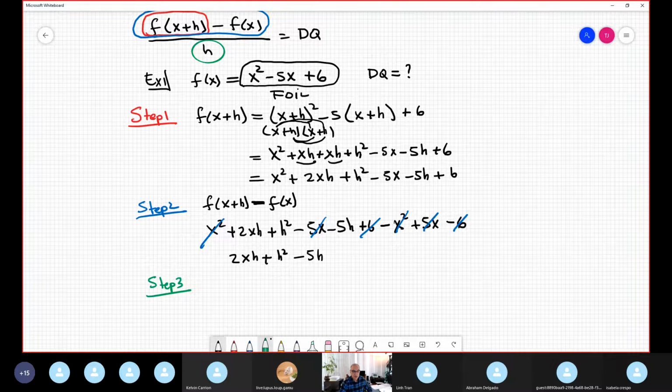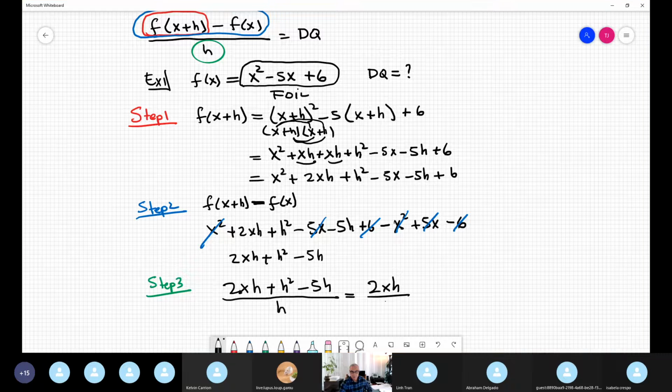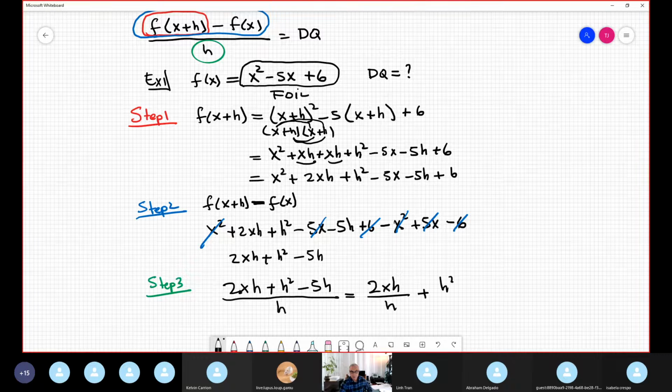So basically I copy 2xh plus h squared minus 5h divided by h. And this is super easy because it's a polynomial divided by a monomial, and you can separate one by one like that. And it's obvious that this h is cancelled. This h is cancelled, but only one. And this is cancelled completely.